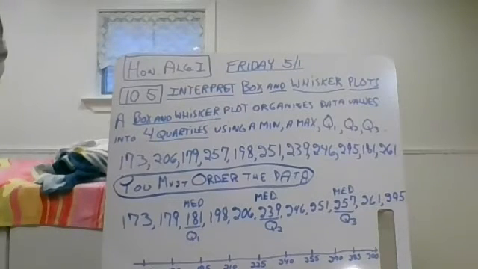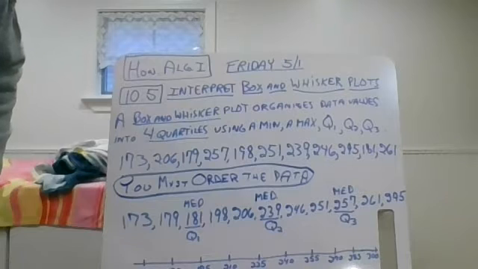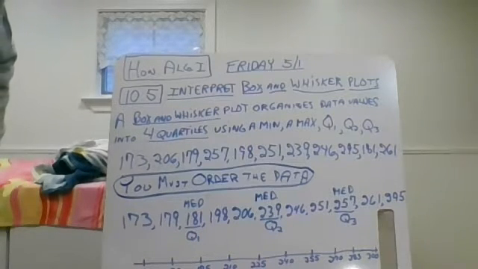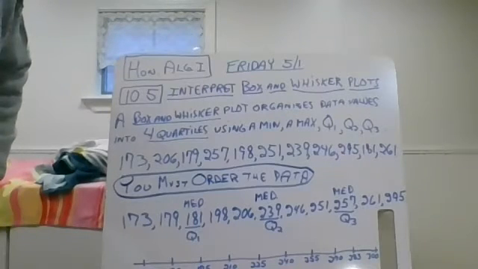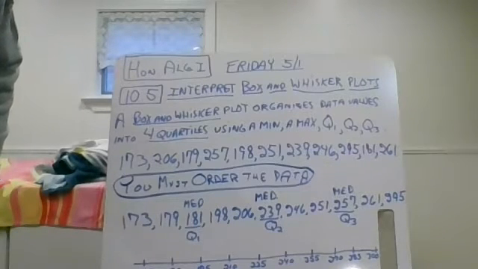Now we're taking the last section we're going to do in chapter 10, 10.5. And that's interpreting box and whisker plots. So you have to learn how to construct a box and whisker plot and what it means. And on Monday, we cover chapter 11, section 1, and that's the final section on probability and odds. That'll be the last thing we do for this year.